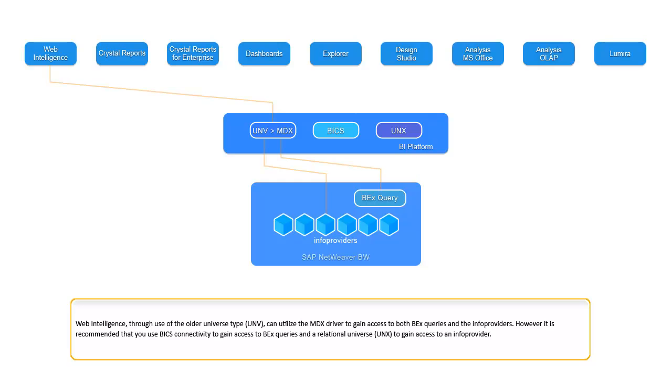Web Intelligence, through use of the older universe type UNV, can utilize the MDX driver to gain access to both BEX queries and the info providers. However, it is recommended that you use BIX connectivity to gain access to BEX queries and a relational universe UNX to gain access to an info provider.